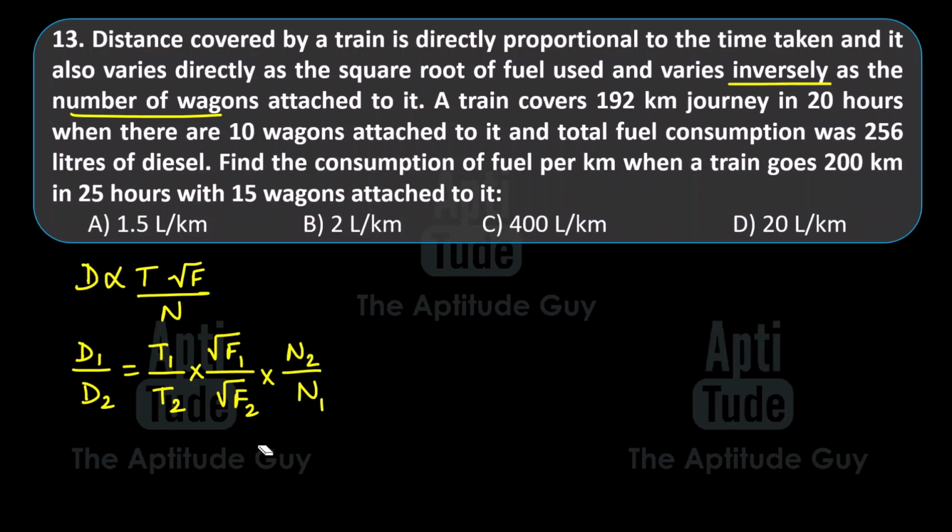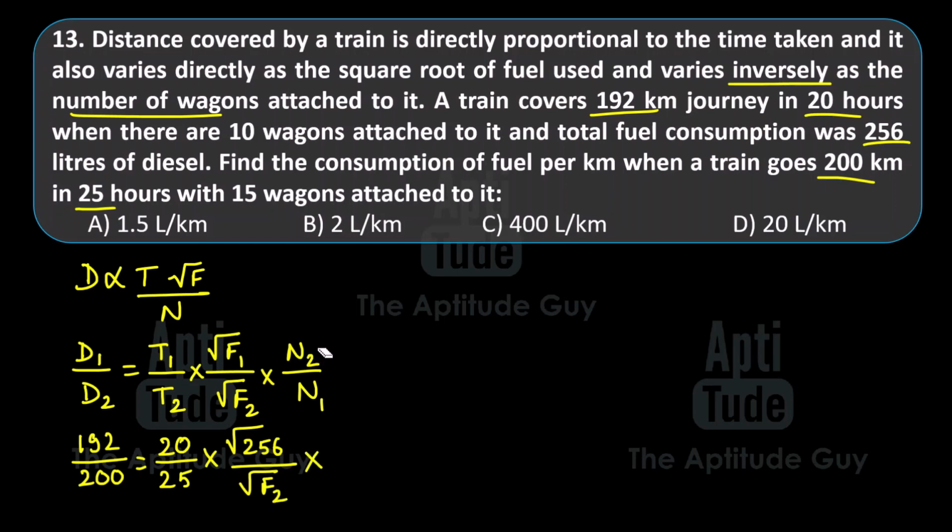Alright, now comes the substitution part. D1 is how much? 192 kilometers. Divided by D2, we have 200 kilometers. Equals T1 is 20 hours. T2 is 25 hours. Square root of F1. F1 is 256 liters. Divided by square root of F2. We need to find that. N2. Be very careful here. This is N2, not N1. N2 is 15. And N1 is 10.